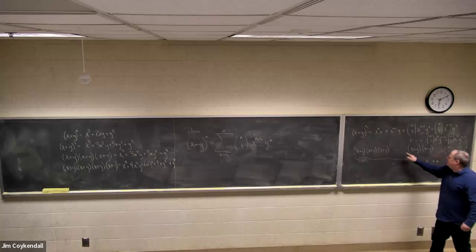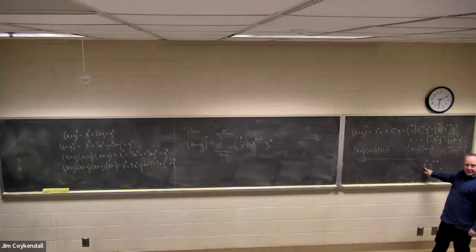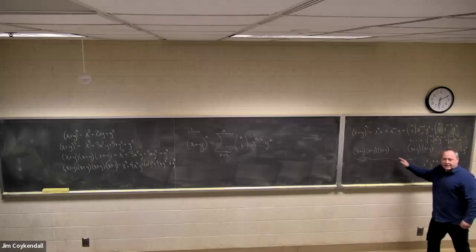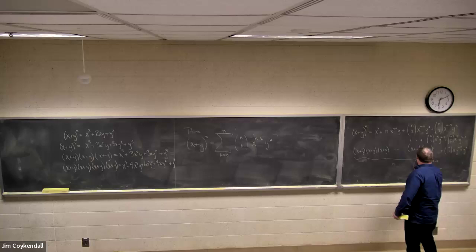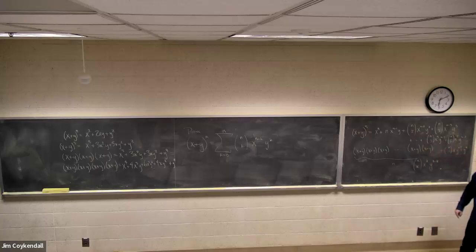You've got to pick x exactly k times, right? And y the remaining times, right? So ask yourself this: how do I pick x out of this k times? You're asking yourself, how many subsets of order k are there in a set of n things in the product?